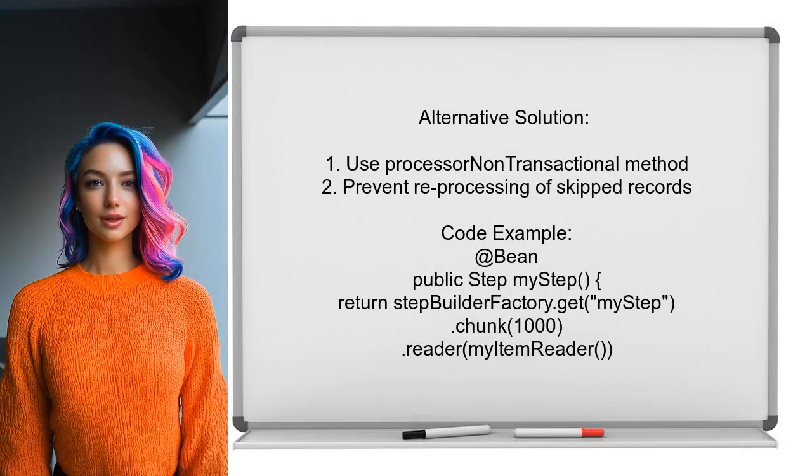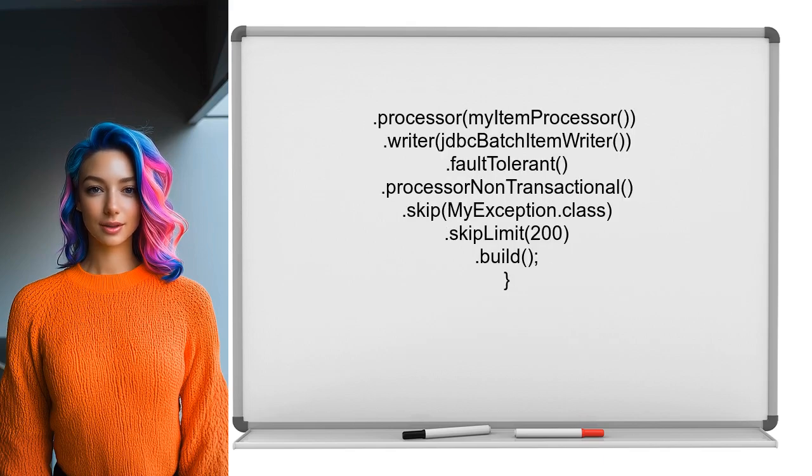Another user encountered a similar issue with reprocessing items when exceptions occur in the processor. They resolved this by using the processor non-transactional method. This approach allows for better performance by preventing unnecessary reprocessing of skipped records.